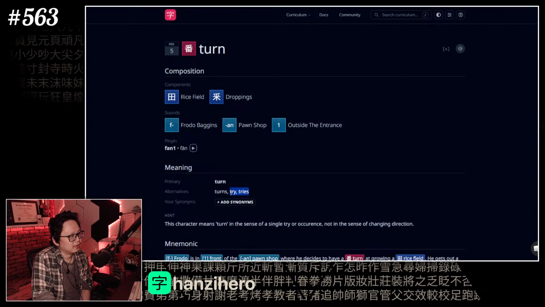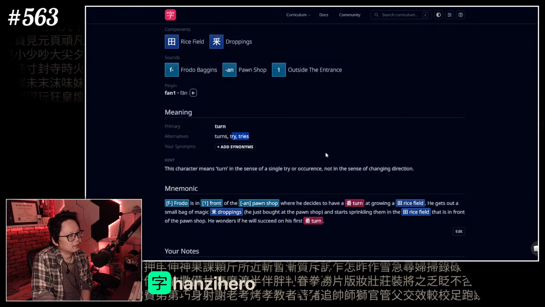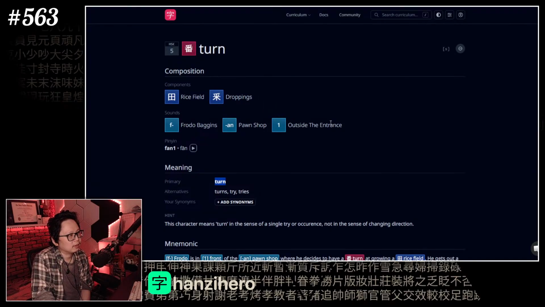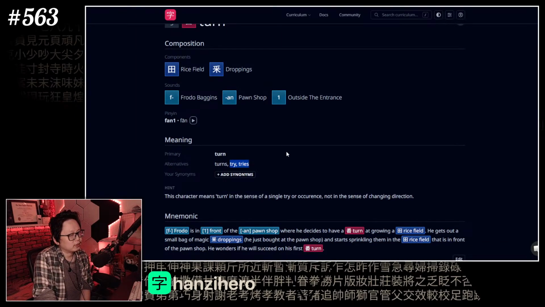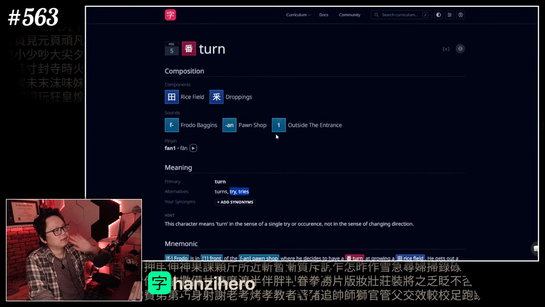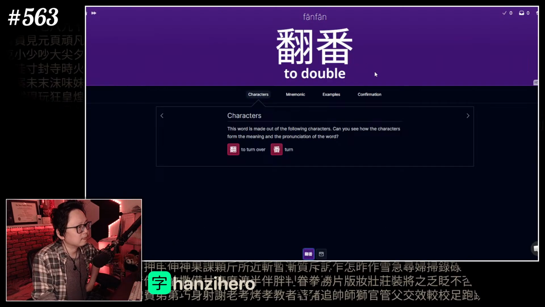Oh yeah, here it is, try. This character means turn in the sense of single try or occurrence. Okay, so they did update it. Because turn would be what I would think. Turn as in someone's turn, like it's your turn. Ban, as in Japanese ban. Ban means like it's your turn or like player one's turn. And then they originally had try, which didn't have any word attached to it. So I actually ended up adding both of these, but they updated it recently. So that's part of the curriculum update. Nice. So fun makes sense.